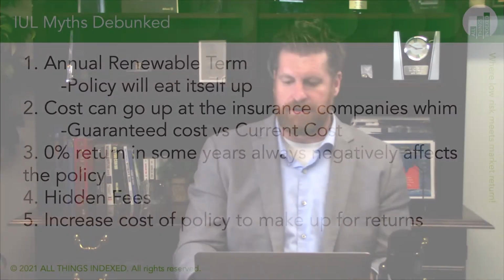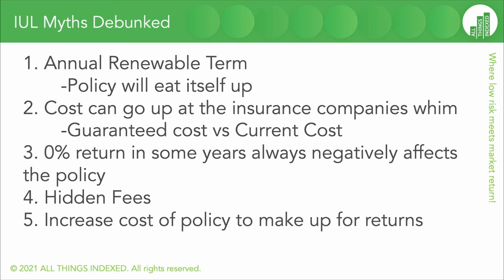Now, is it hidden because the client didn't necessarily look at the illustration and look at that? Well, yeah, maybe, but that's not because it's hidden. It's right there. There just wasn't due diligence done, right? So anyway, bottom line is IULs are actually transparent to a fault in that area. Okay, increased cost of policy to make up for returns.